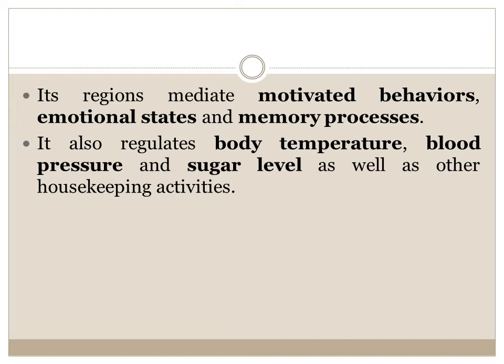Recalling memory. Also, the limbic system regulates body temperature, blood pressure, and sugar level, as well as other housekeeping activities. So it regulates our temperature when we are sick, and also our regular temperature, and our blood pressure as well. When we say blood pressure, it is the pressure of our blood flowing in our veins, and also our sugar level.